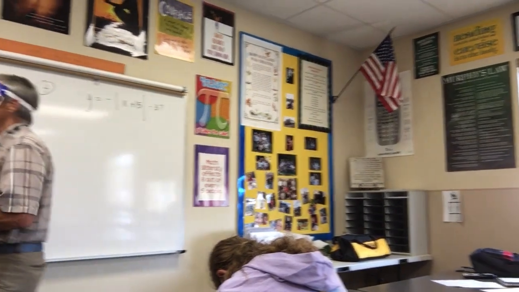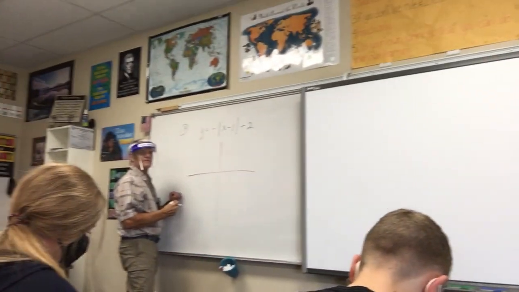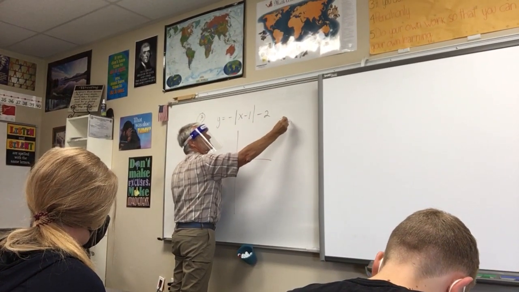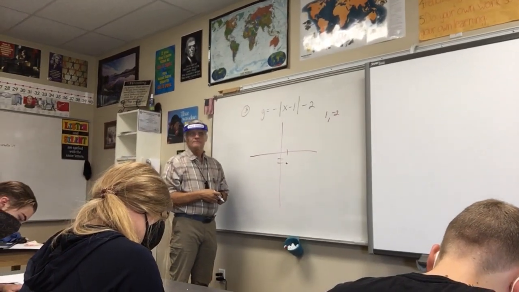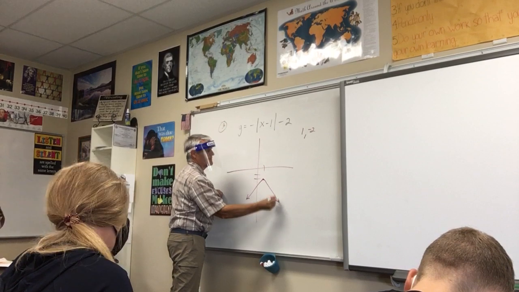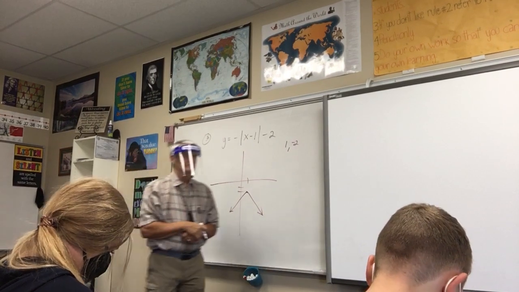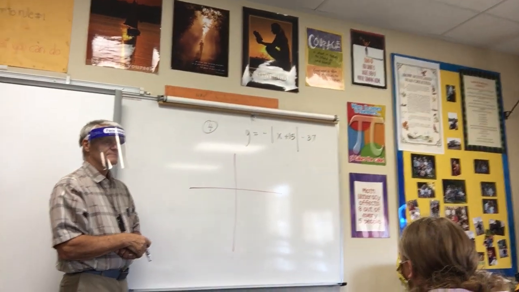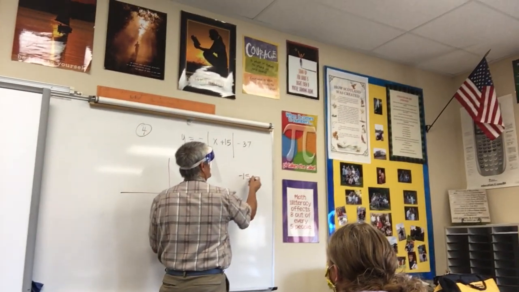To define number four is made. Okay, number three. Okay, the vertex is positive one, negative two. Positive one, negative two. Now what? Down, because of this. Simple. Now, Olivia, what's different about this? We know it's going to have a vertex at negative 15, negative 37.